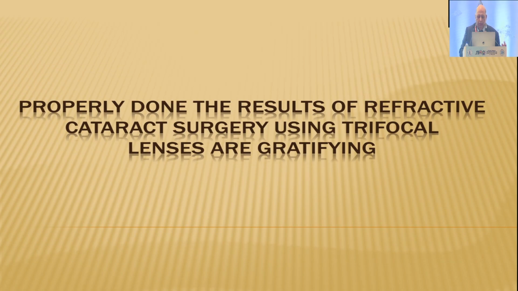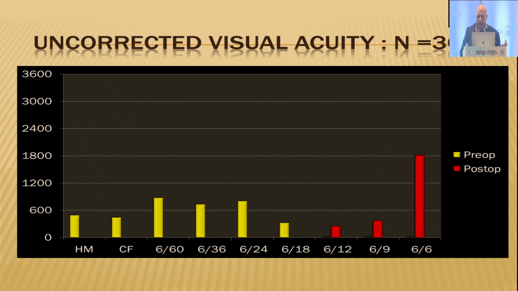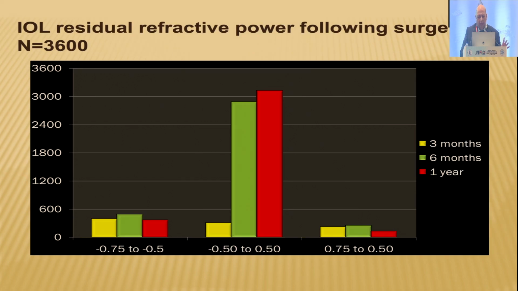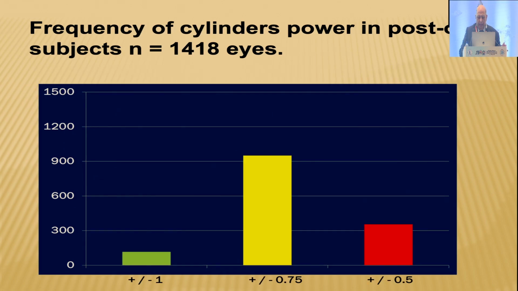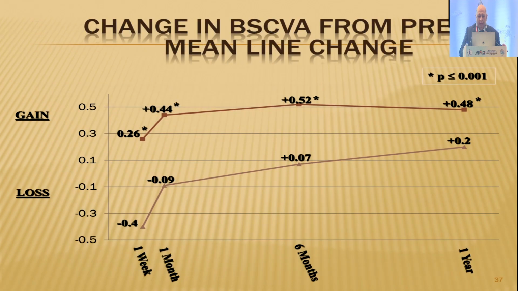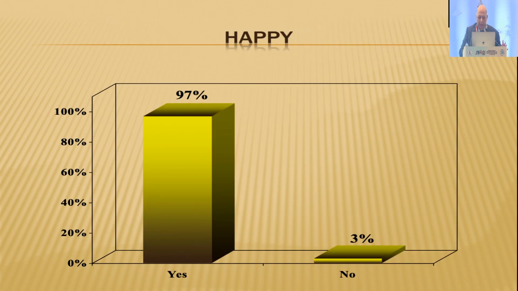And the results, properly done, uncorrected visual acuity. This is only a small series of ours, 3,500 cases. Our series are much more. This is only a representative description. Essentially, we find that our accuracy runs mostly within a minus half cylinder, and in the cylindrical correction, we run fairly accurately. You do have to be careful. Best corrected visual acuity is also quite significant. And the happy patients are there.